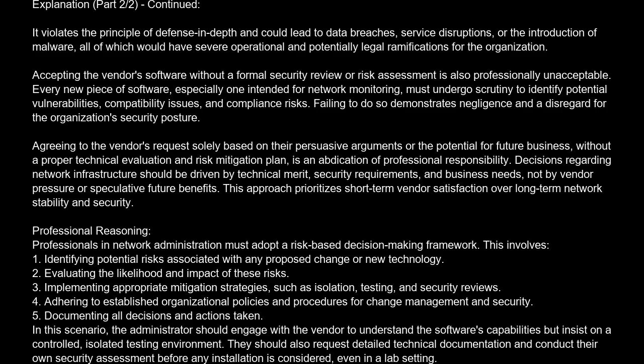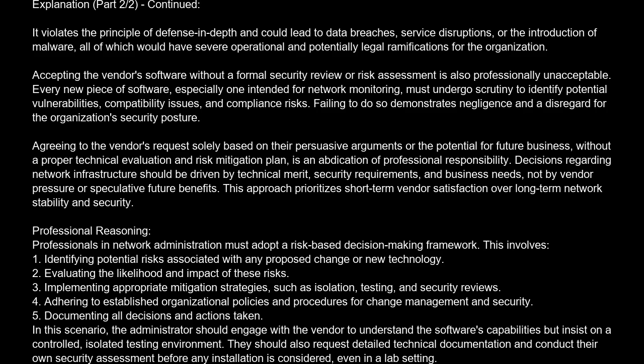Agreeing to the vendor's requests solely based on their persuasive arguments or the potential for future business, without a proper technical evaluation and risk mitigation plan, is an abdication of professional responsibility. Decisions regarding network infrastructure should be driven by technical merit, security requirements, and business needs, not by vendor pressure or speculative future benefits. This approach prioritizes short-term vendor satisfaction over long-term network stability and security.